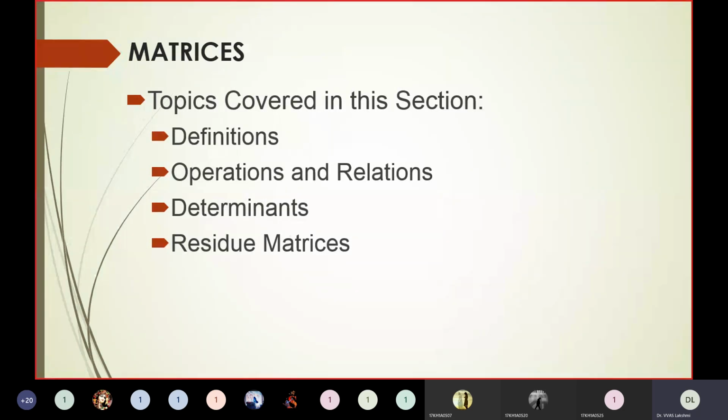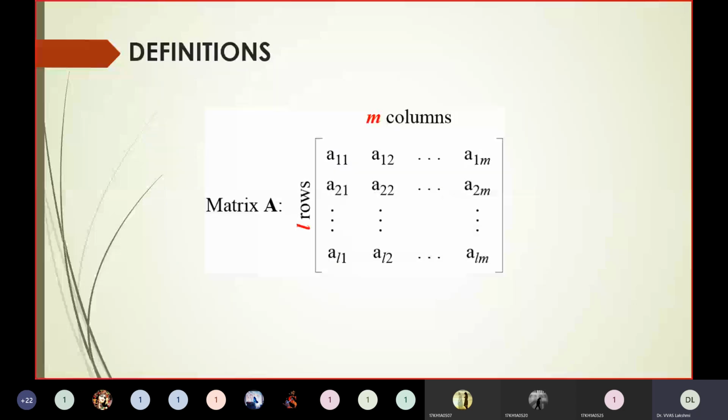Then today we are going to discuss matrices. We have already discussed some topics: what is a matrix, what are the operations performed on matrices, how to calculate determinants, and what is meant by residue matrices. So all the topics we are going to discuss. Some of the topics are already discussed, so here is just a brief introduction.